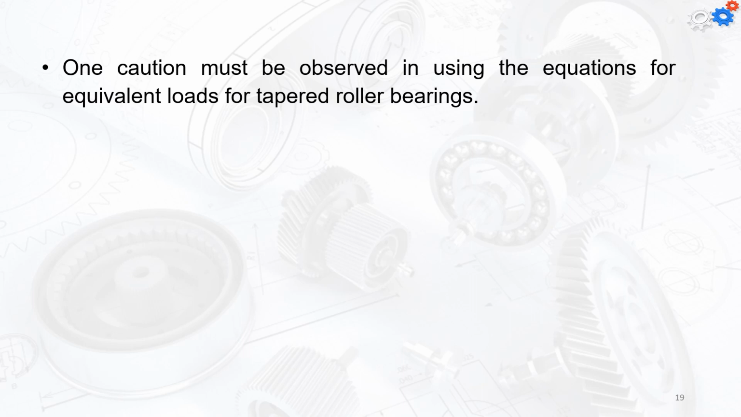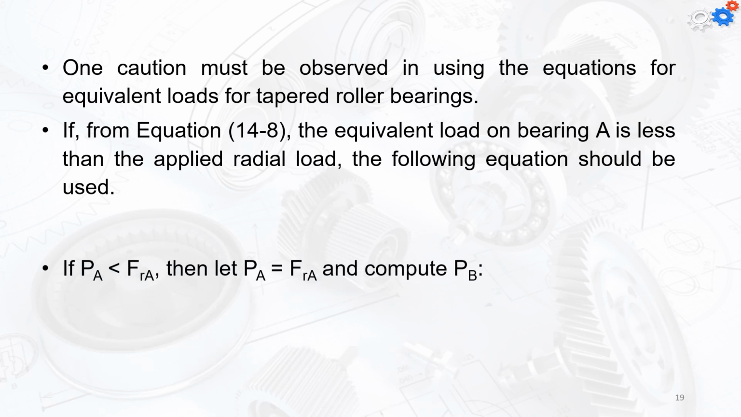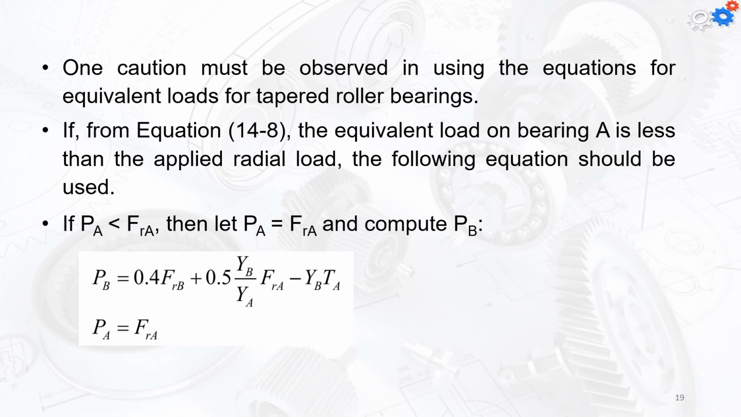Now, one caution must be observed in using the equations for the equivalent loads for the tapered roller bearings. If from equation 14.8, the equivalent load of the bearing A is going to be less than the applied radial load, then the following equation should be used instead. If the PA is less than the reaction force at the bearing A, then we let the PA be equal to FRA and then compute the PB as follows. The PB is going to use the same equation that we used earlier for the PA and vice versa.